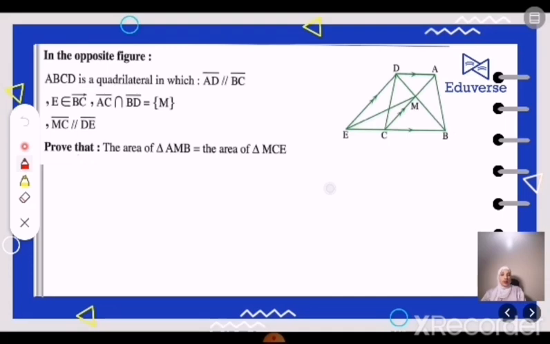ABCD is a quadrilateral in which AD is parallel to BC. E belongs to the ray BC, and AC is intersecting with BD to get the point M. MC is parallel to DE. Prove that the area of the triangle AMB, which is this one here, equals the area of the triangle MCE, this one here.